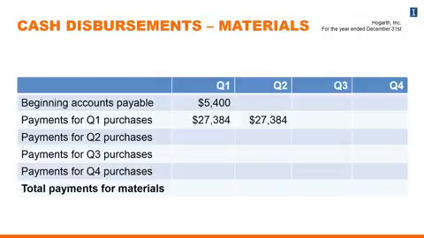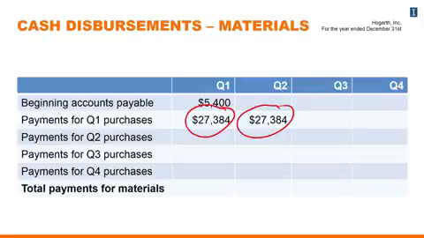We have a policy of paying 50% of what we owe in the current quarter and reserving payment for the remaining 50% until the next quarter. So given the purchases in quarter one of direct materials, 50% of that amount is paid in quarter one and 50% is paid in the subsequent quarter, quarter two.